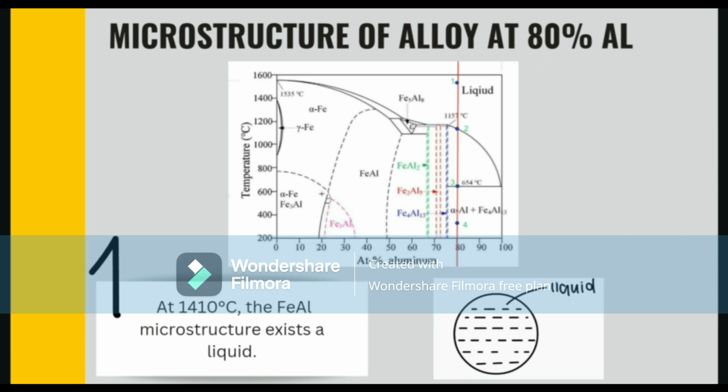So at the temperature of 1410 degrees Celsius, the FeAl microstructure exists entirely as a liquid. So at this temperature, the microstructure is homogeneous and consists only of liquid.